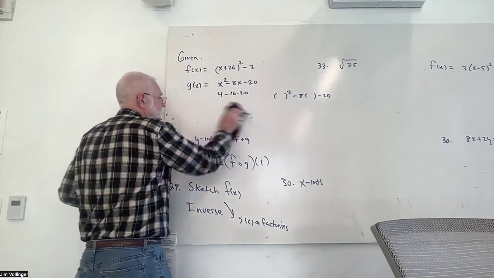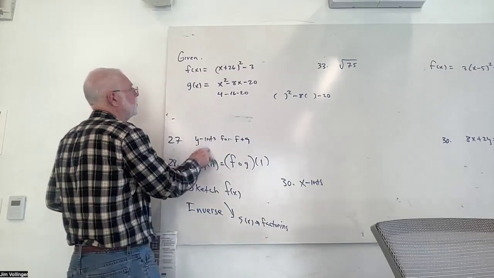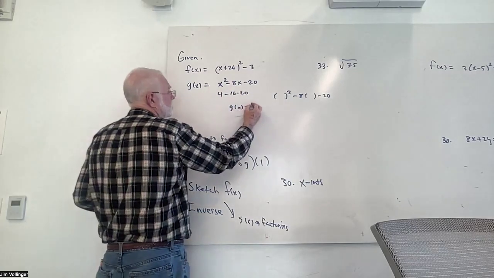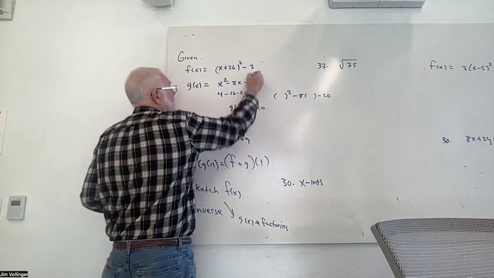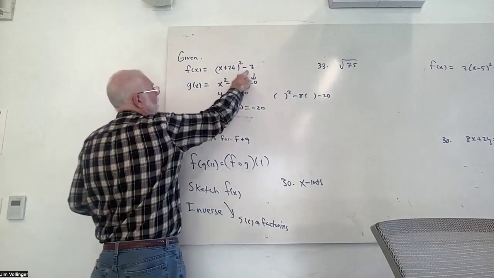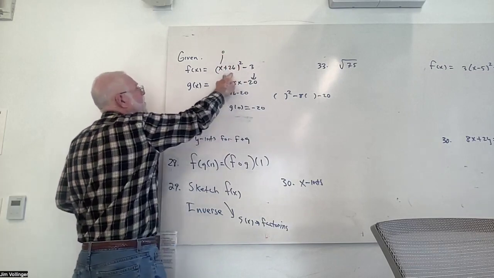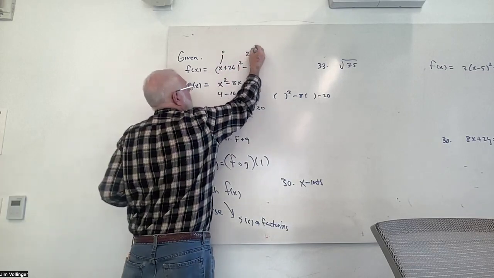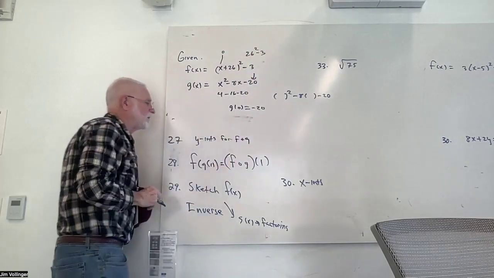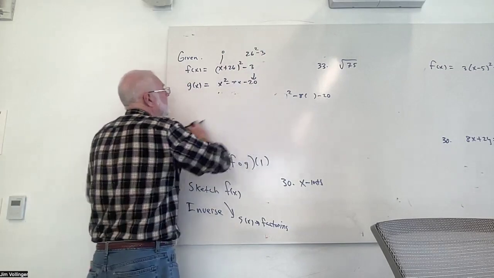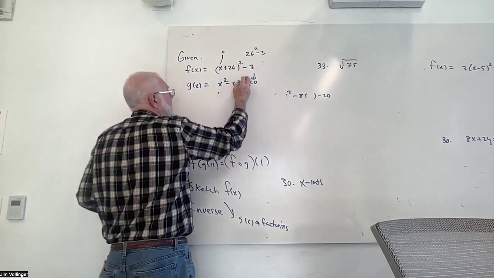Okay, let's erase that. Y-intercepts. Well, if I throw 0 into g, g of 0 is equal to minus 20. Okay, so that's that y-intercept. This is not the y-intercept. I have to throw a 0 in. And so my y-intercept is 26 squared minus 3, which I'm not doing right now. Okay, there's an 8x minus 20.